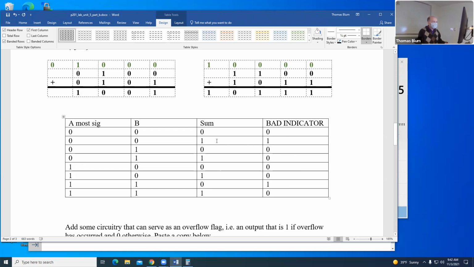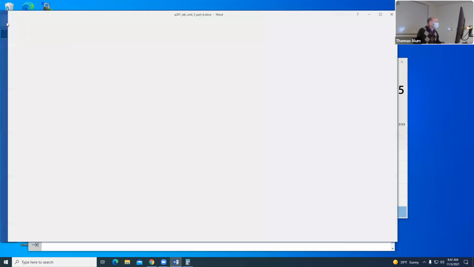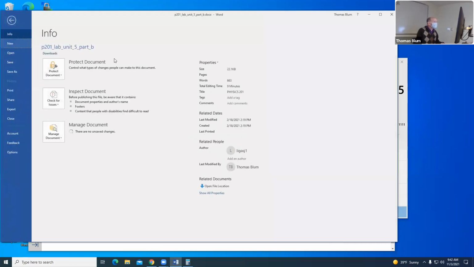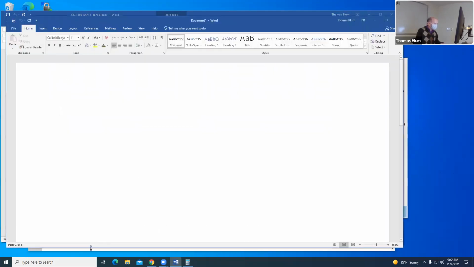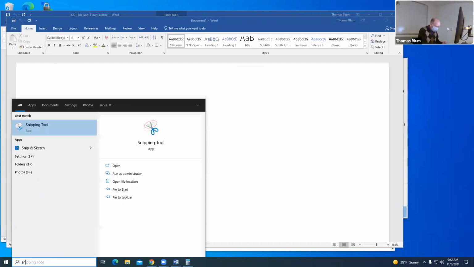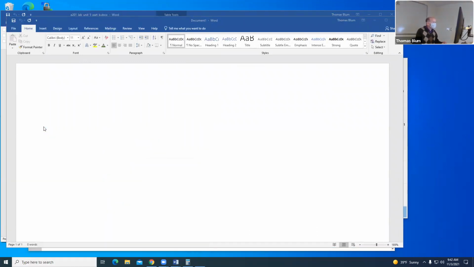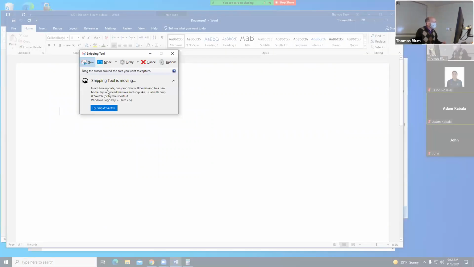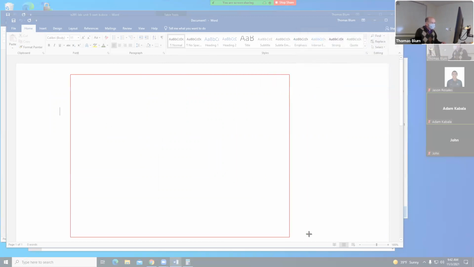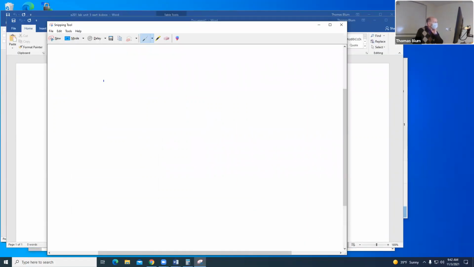I'm going to just sketch it. We know that this is not A, not B, and the sum. And we know that this is A and B and not the sum. So if we were doing that, let me get a way of doing this. Snip. So okay, I have some region to draw.